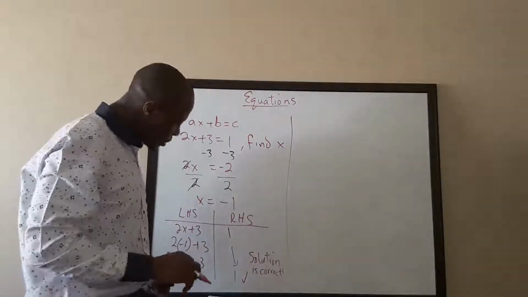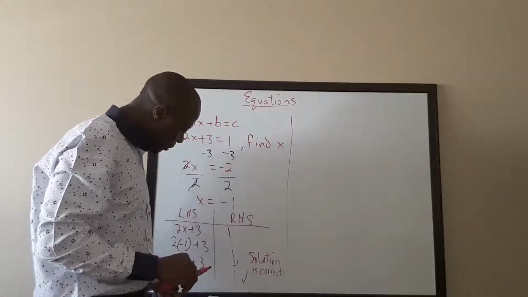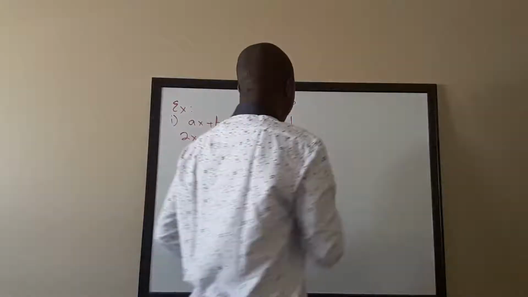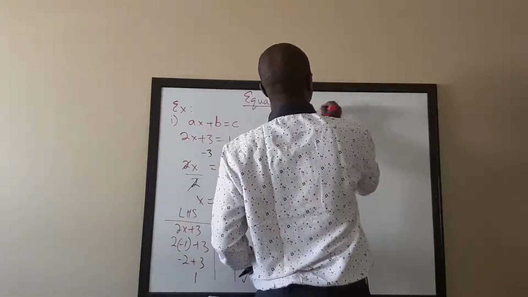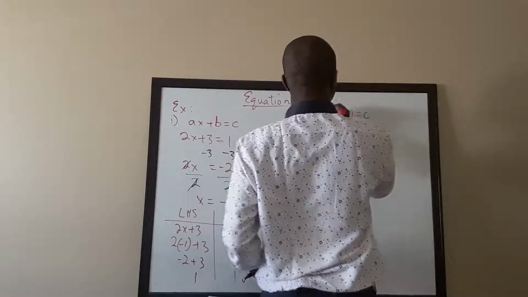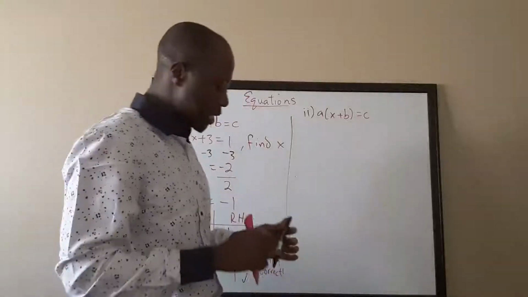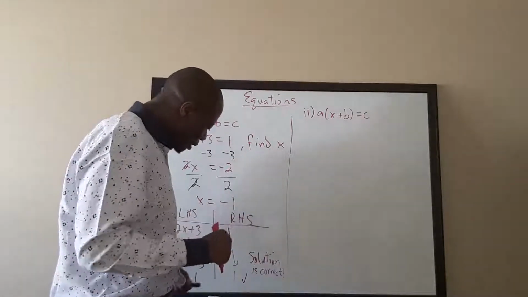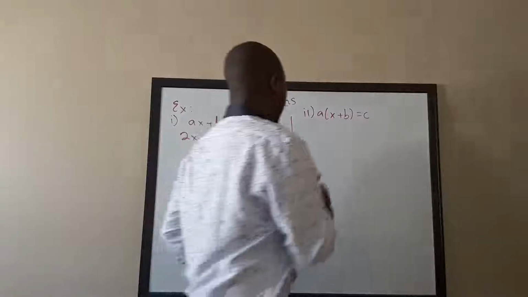Let's move on to another kind now. How about ax plus b equals c? Something of this nature. An example is 2x plus 1 equals negative 1.